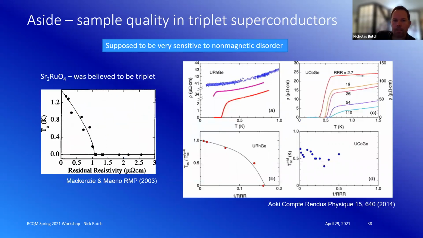And just as an aside, I want to remind everybody that sample quality in some way has been a theme here with spin triplet superconductivity, including strontium ruthenate. Again, regardless of whether it's a spin triplet system or not, if you make samples that aren't so good, you might not even see a superconducting transition. And this is definitely true for the 214. It's also true for uranium rhodium germanium, and to a lesser extent for uranium cobalt germanium.